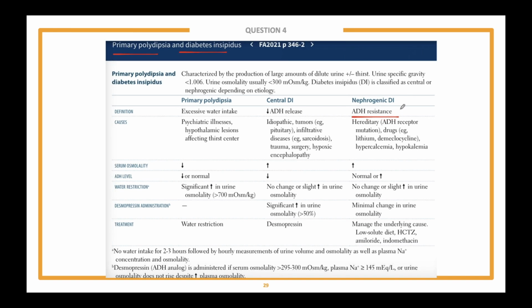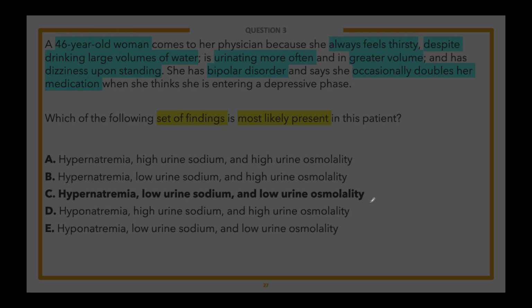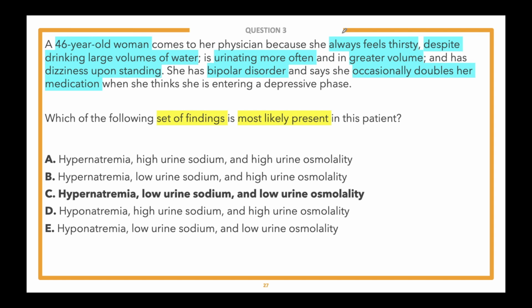And low urine osmolality, one, because you're reabsorbing more sodium from the urine, and two, you're excreting a lot of water into that urine. And you can see there under nephrogenic DI that it says slight increase in urine osmolality is possible, okay? So let's go back to our question and the other answer choices, and hopefully you can see why answer choice C is the best answer, okay? Now, taking a look at the other answer choices.